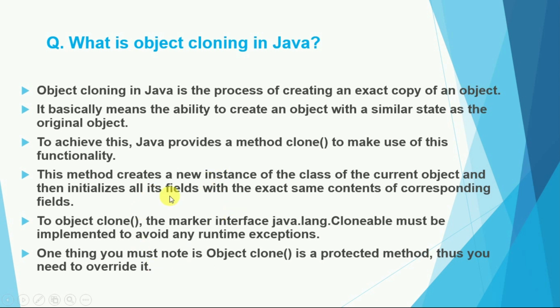To achieve this, Java provides a method. We have an inbuilt clone method to make use of this functionality. This method creates a new instance of the class of the current object, and then initializes all its fields with the exact same content of the corresponding fields. To use object clone, the marker interface java.lang.Cloneable must be implemented to avoid any runtime exception. One thing you must notice, object clone is a protected method, thus you need to override it. We already discussed, if we have a protected method, we need to override it. Okay.